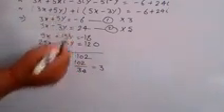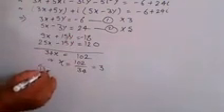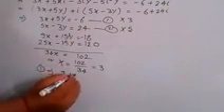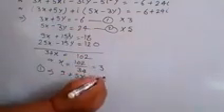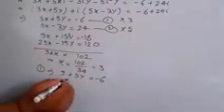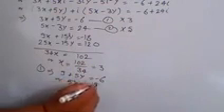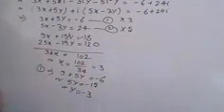Now putting that value in the first equation, equation 1 implies 9 plus 5y is equal to minus 6. So 5y is equal to minus 15, and the value of y is equal to minus 3. In this way, you have your solution.